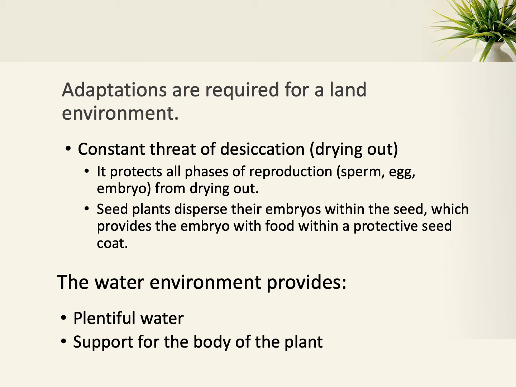There are a few adaptations that are required for a land environment. When plants move from water to land, they needed a mechanism to deal with water loss, gravity, and exposure to the sun. Usually the algae were from a moist, water environment. So when they go into a drier land environment, they are in constant threat of desiccation, or drying out. They need some adaptation that can protect all phases of reproduction from drying out.